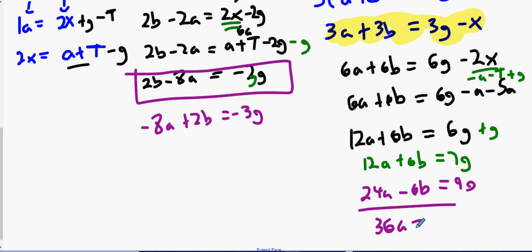36a equals 16g. 16 divided by 36, 4 over 9. And lucky for me, 4 over 9 is the correct answer. So a equals 4g over 9.